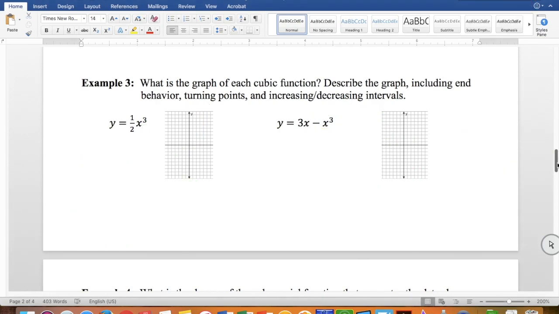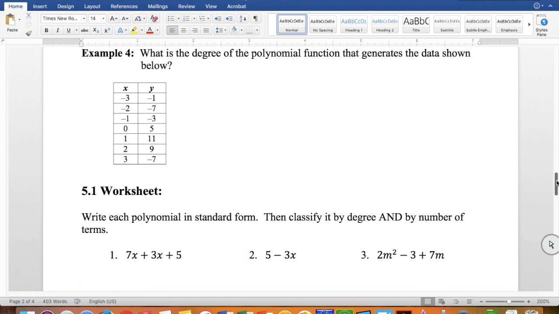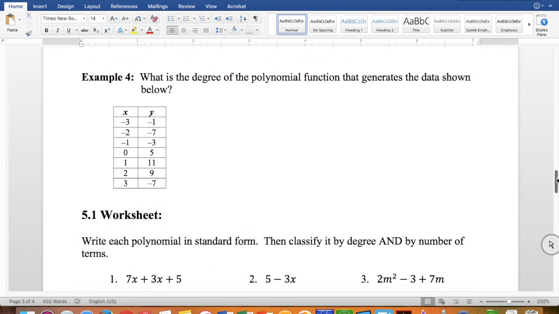All right, last example for this lesson. Sorry this is so long. All right, we're going to talk about the degree of the polynomial function that generates the data shown below. All we're going to do here is look at the differences between our y values. So we're going to find the differences and look for patterns until we get to a constant pattern between differences. So from -1 to -7, that is a decrease of 6.